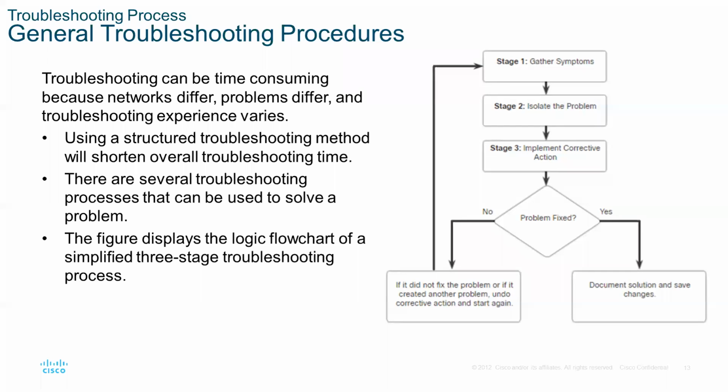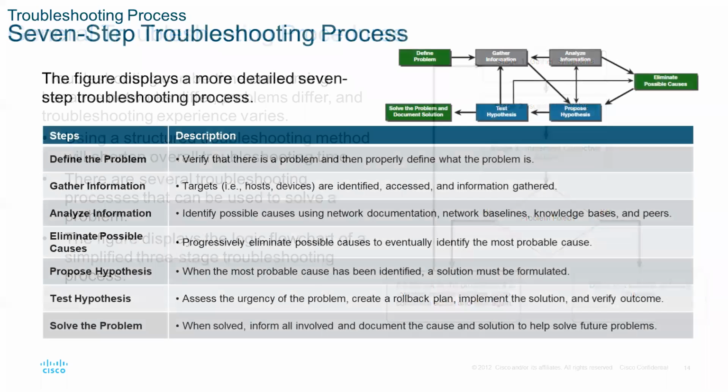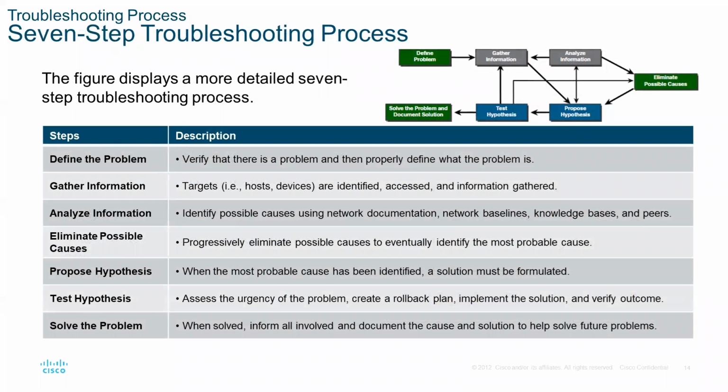If it didn't fix the problem, undo the change, because you don't want to create another problem, and then start again. Now, there's lots of different ways of going through the solutions. That one was a 3-step solution. Here's a more detailed 7-step process.